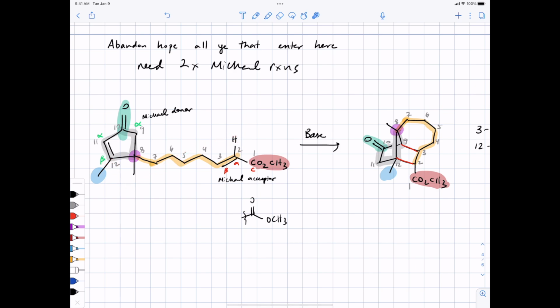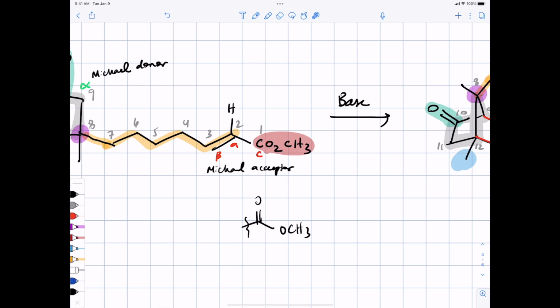But this proton is not acidic because it's held perpendicular to the pi system. It cannot align. There's no way to resonance stabilize the negative charge if this proton were removed.